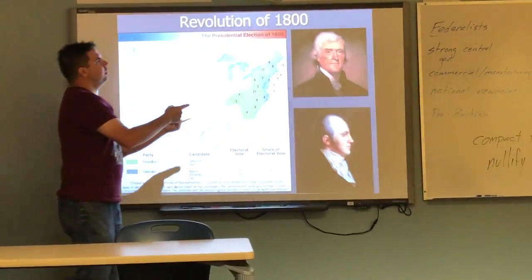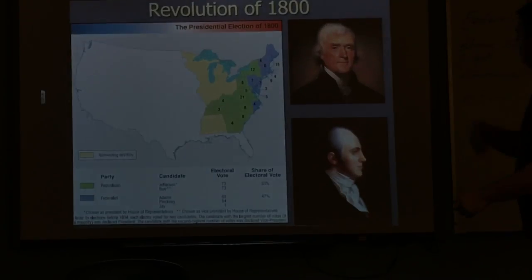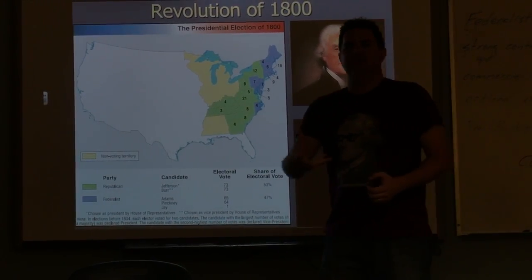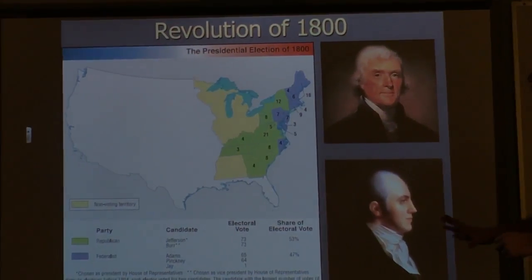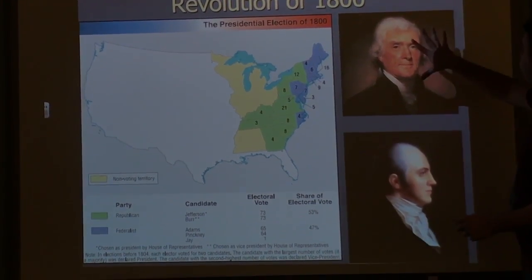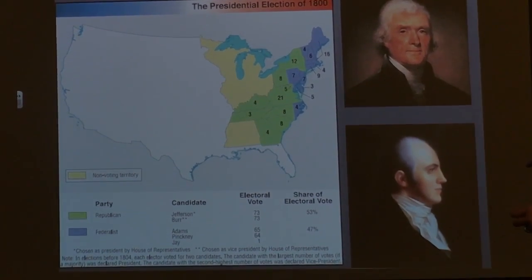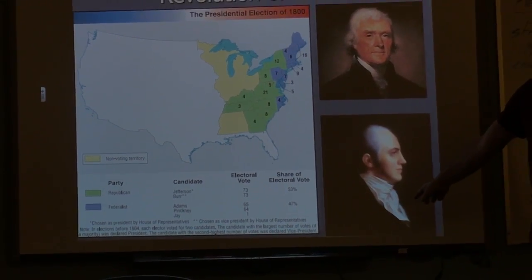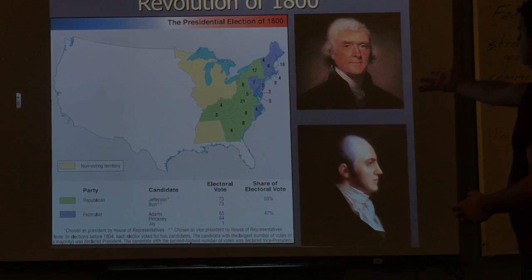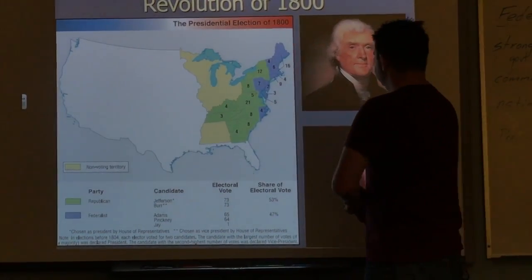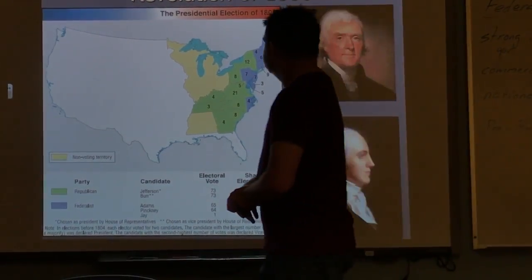Rematch. The revolution of 1800, the election of 1800. Okay? Why do they call it the revolution of 1800? You understood why, okay? Or if you agree with that, that's up to you. But it's a rematch between Jefferson and, that's not John Adams. Okay? Who's that? Aaron Burr, who was Jefferson's running mate in the election of 1800. Both Democratic Republicans.